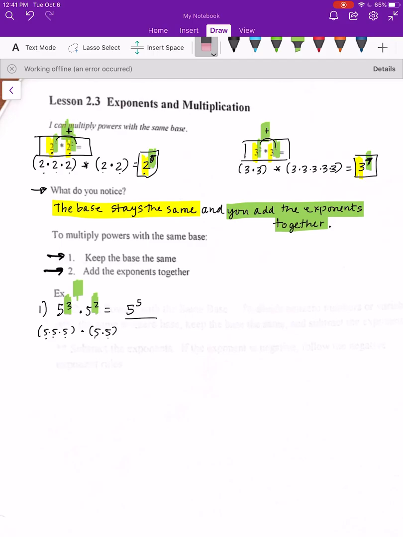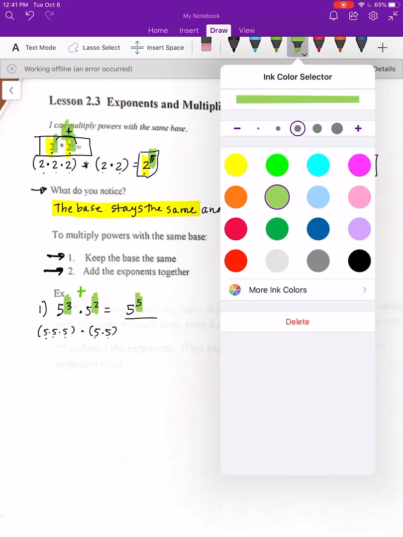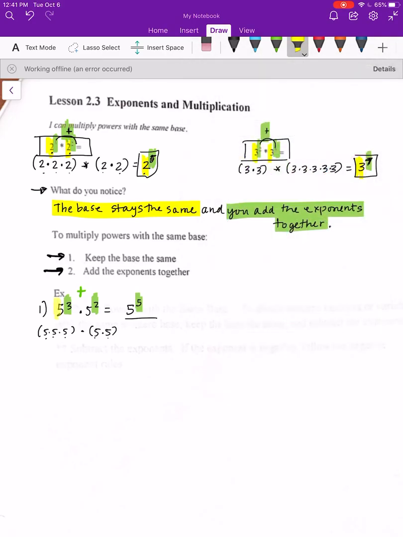Let me get rid of that and do this. And that equals 5. And then if I pick up the yellow, my base stays the same, 5, 5, and 5. Okay, so I think you can kind of see that rule works.